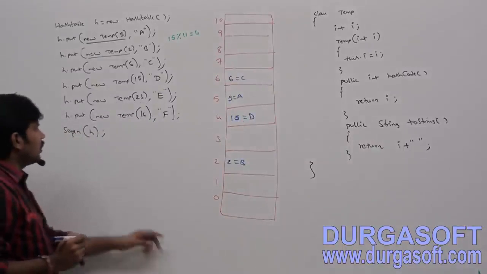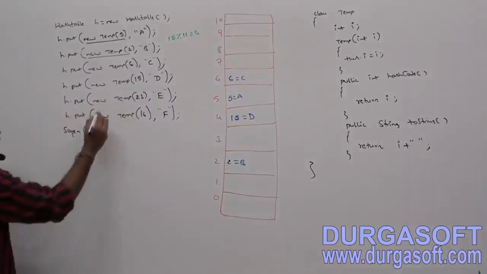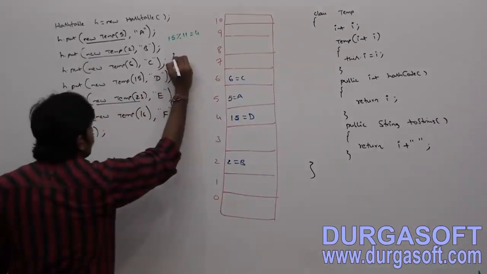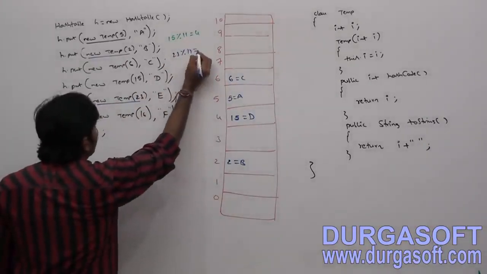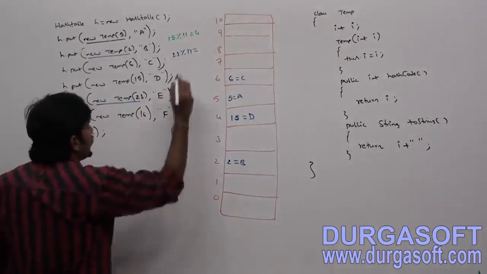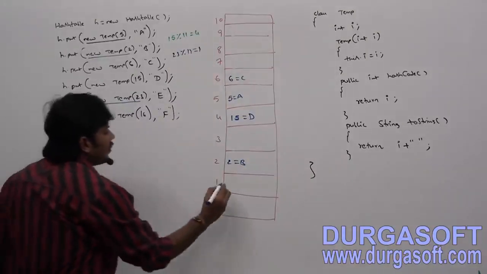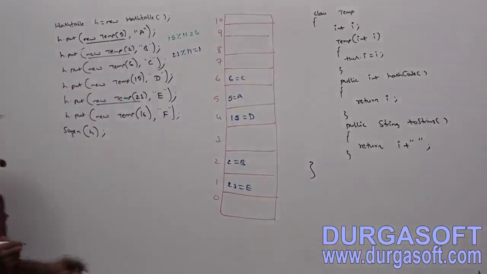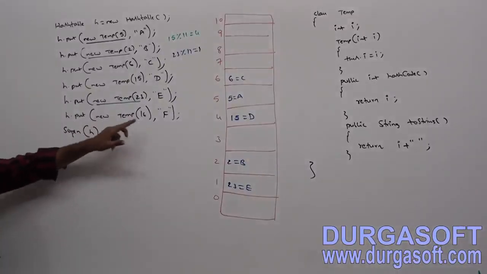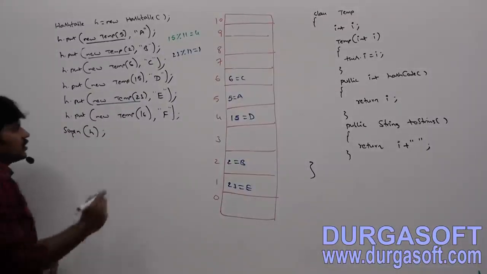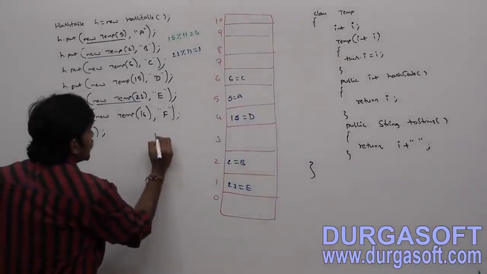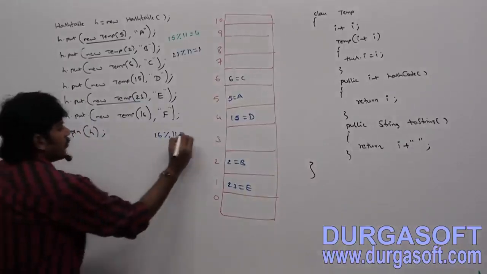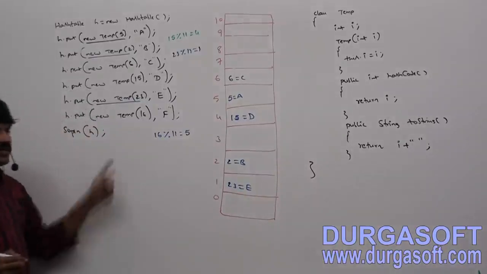Next one, new Temp(23, e). Have you observed? 23 % 11, what is its value? 1. In the first number bucket, 23=e is there. Next one, new Temp(16, f). 16 % 11, what is the value? 5. In the fifth number bucket, 16=f.